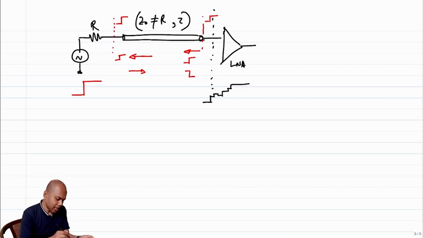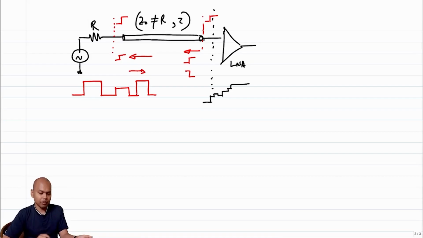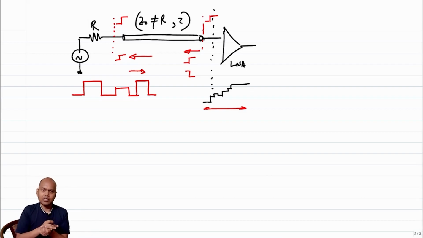But assume that the input is not a step, but the input is, let's say, a pulse or a set of pulses that you are trying to send. Then what's going to happen? All these pulses are going to have a response similar to what I showed you, and they are going to interfere with each other, and you are going to have problems because effectively whatever the LNAs or the amplifier will be seeing will not be the pristine input that it was supposed to see, but it will be a distorted input, right?